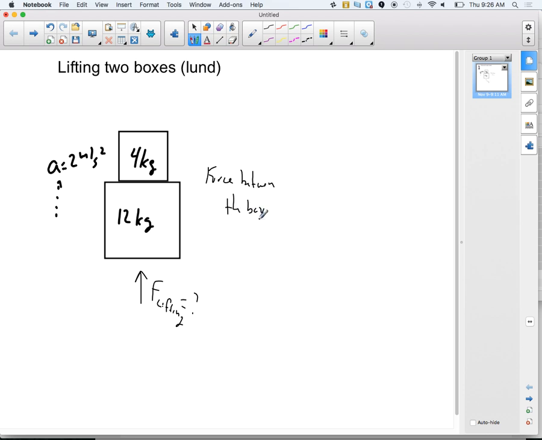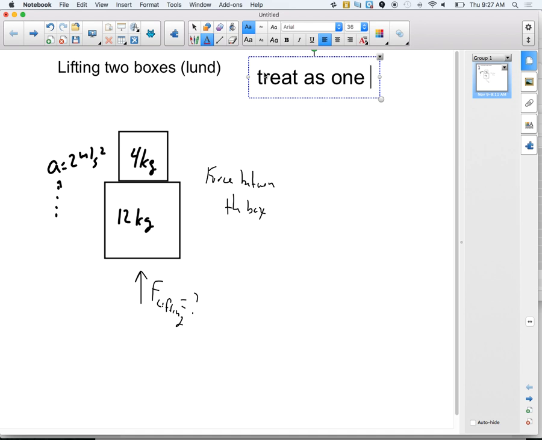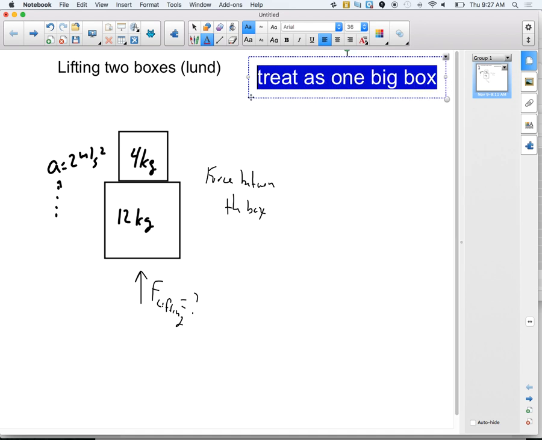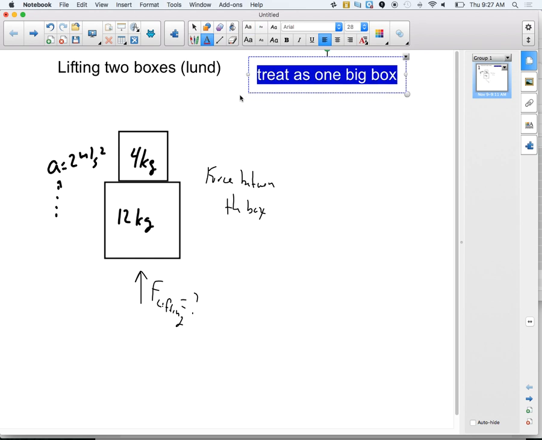So what's the first step to solving any problem like this? Free body diagram, perfect. And the way to do this is to start off by saying that we're going to treat the whole system as one, as one big box. And then we'll take it from there.